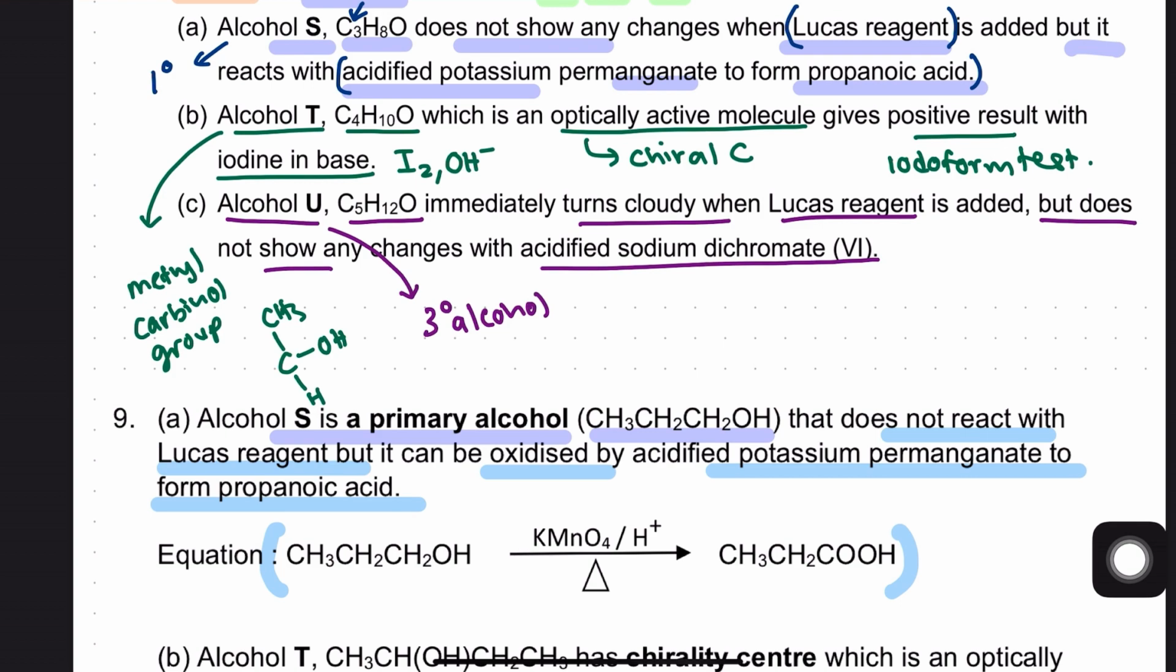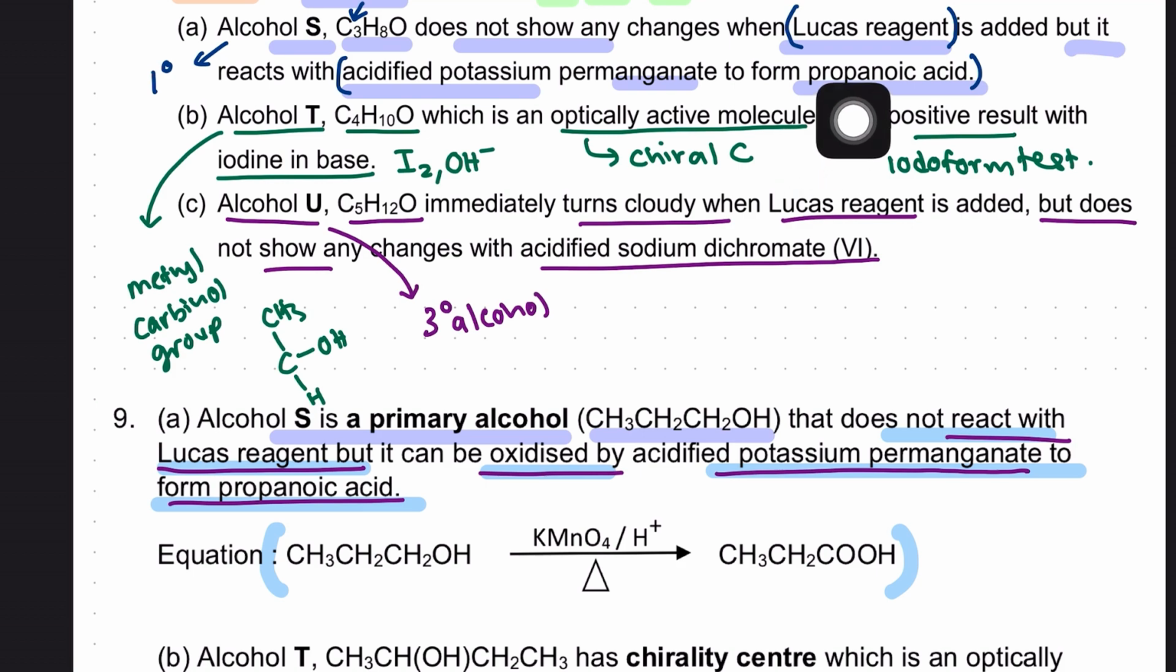If I were to highlight what we got from the question: Lucas reagent does not react, but in this question it does not show any changes with Lucas reagent. So just reword it: does not react with Lucas reagent, but reacts with acidified potassium permanganate. So change it. It's oxidized by acidified potassium permanganate to form propanoic acid. This also you get from the question. So it is as simple as that.